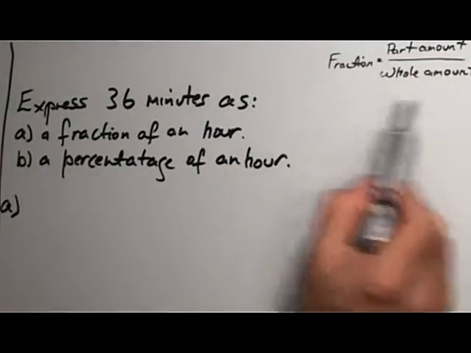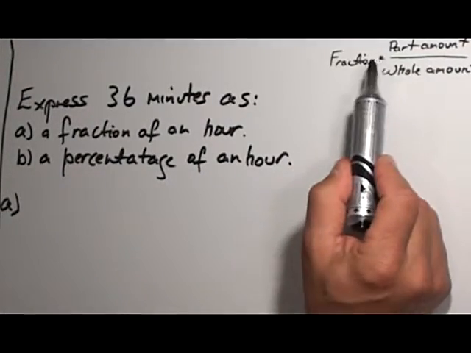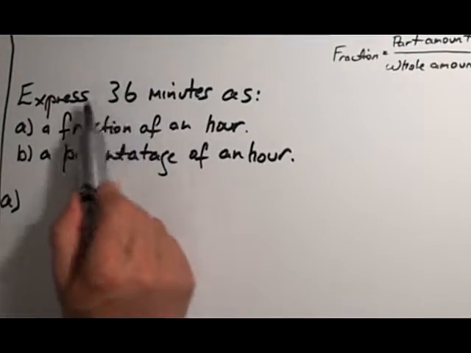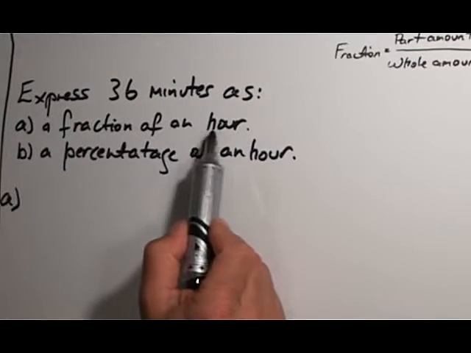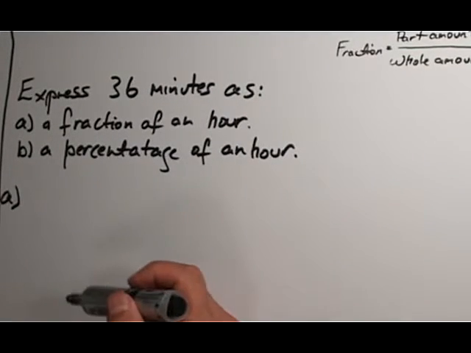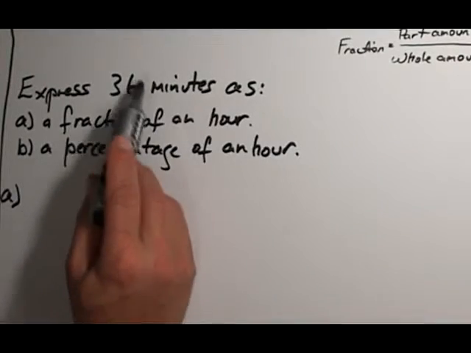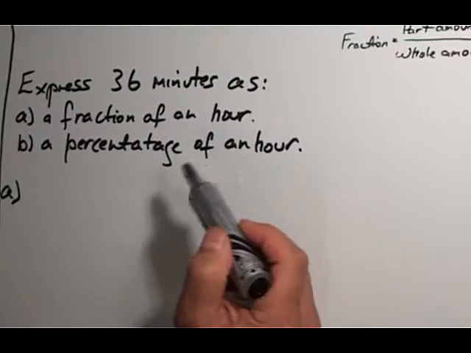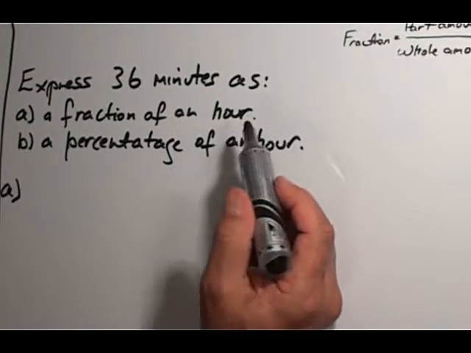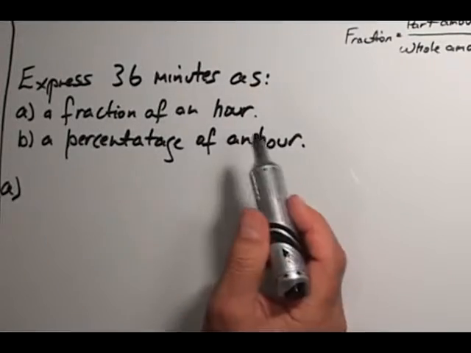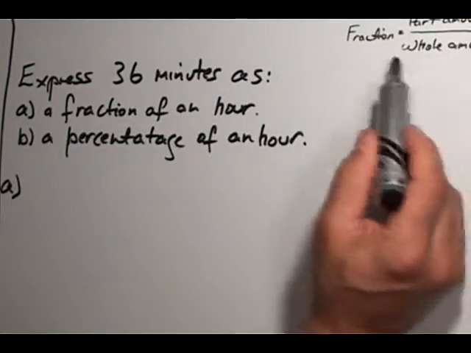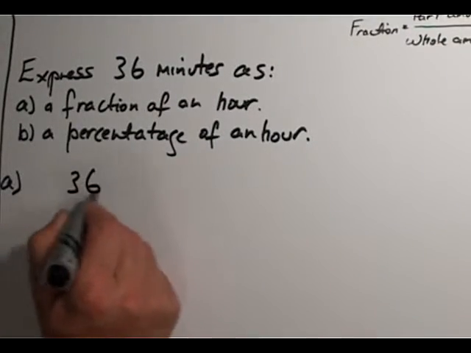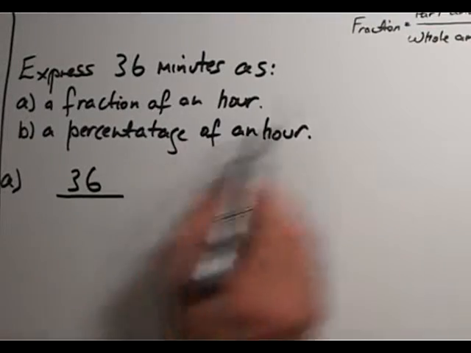So remember, when we're talking about fractions, what we do is we take the part amount and we divide it by the whole amount. So I want to express 36 minutes as a fraction of an hour. Which is the whole amount and which is the part amount? The part amount is going to be my 36 and my whole amount is the hour. But you just have to ask yourself, what is the whole amount that I'm comparing things to? That goes on the bottom. So we take the part amount, which is the 36, and we divide it by the whole amount.